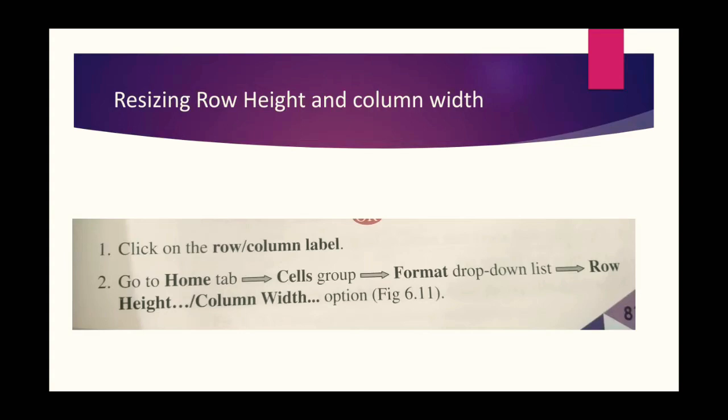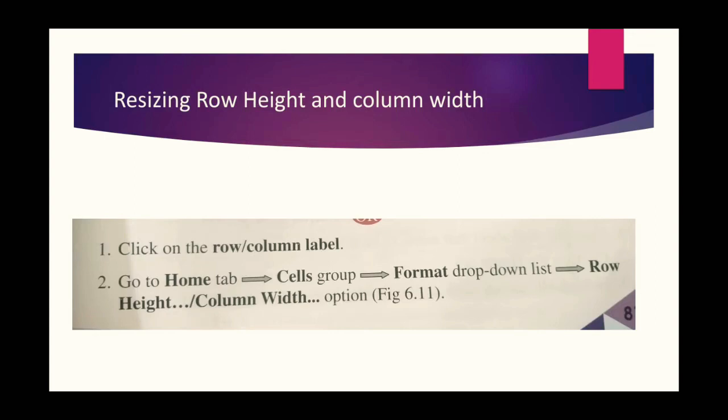Resizing row height and column width. Sometimes you need to alter the default height of a row and the width of a column. There are two ways to do this. First, resize the selected row by dragging the lower line of the row label up or down. Second, a selected column can be resized in a similar manner by dragging the line on the right of the column label inwards or outwards.